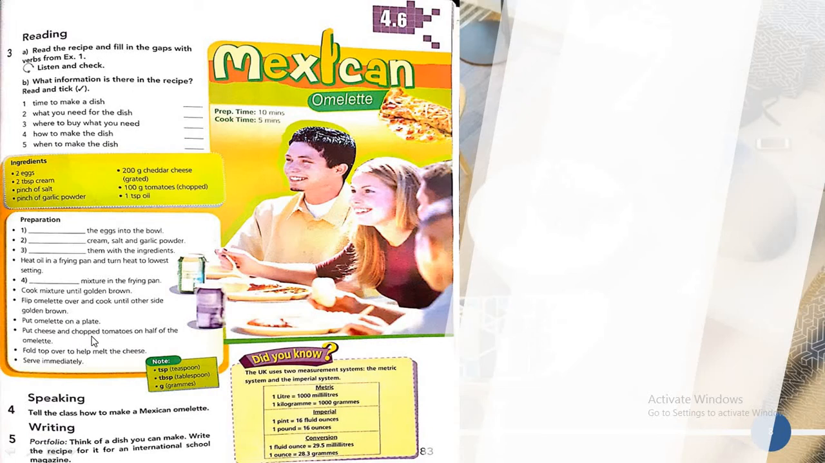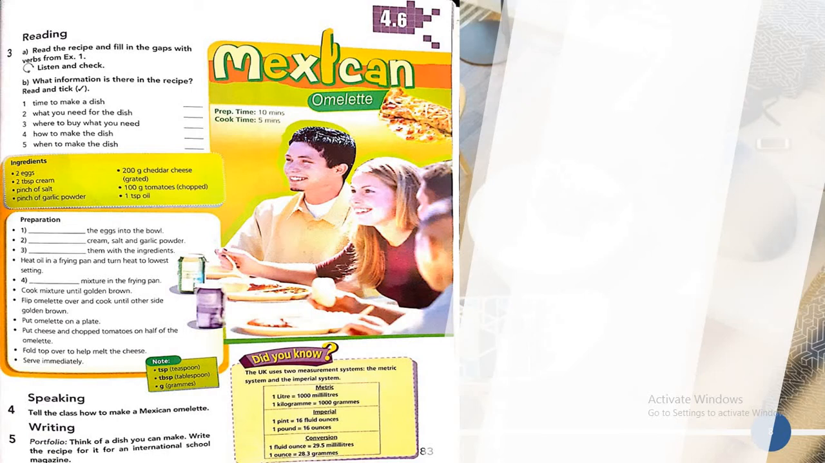Put cheese and chopped tomatoes on a half of the omelette. Fold top over to help melt the cheese, and serve immediately. Good. So now let me give you the answer key, but please before that make sure you pause the video and you do the exercise by yourself. It's very easy. You just use the correct words from exercise 1.